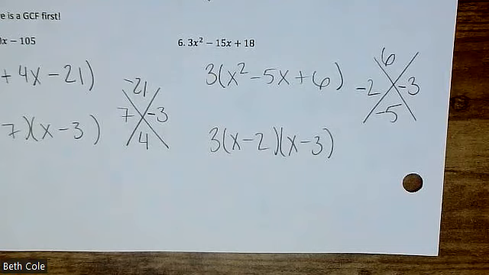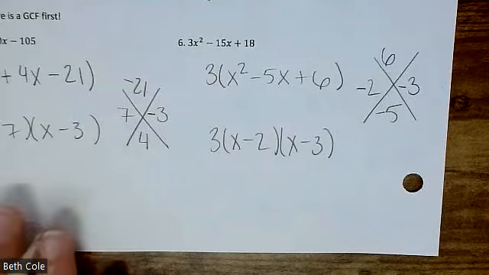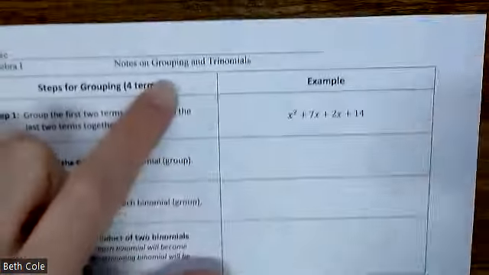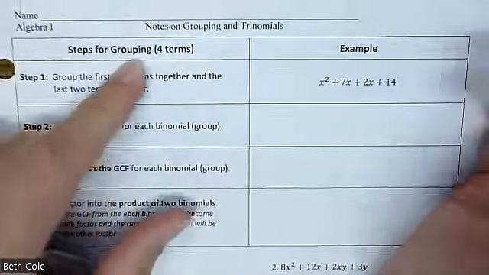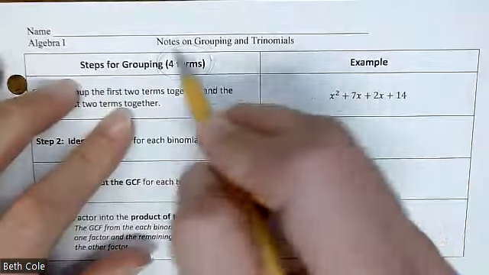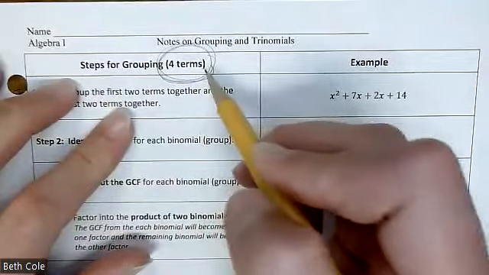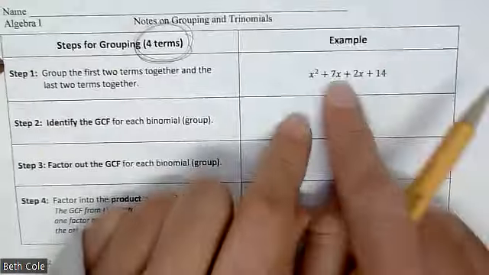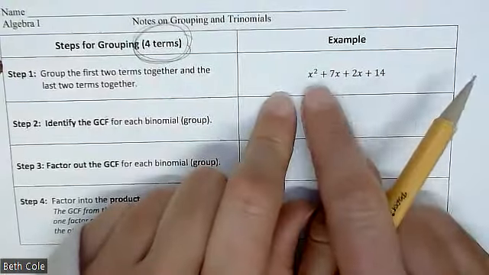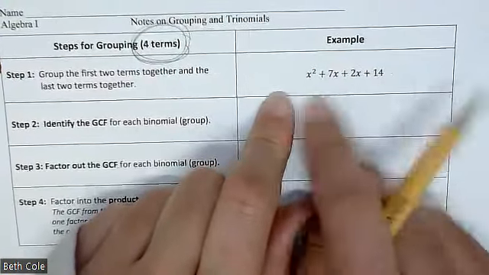So we've done GCF. Here we just did the trinomials. Go ahead and flip over. This last one we're going to do today is called grouping. How do you know if it's grouping? If you have 4 terms, that's how you can tell that it's grouping. So can you look at this? Do you see how there are 4 items added together? Like, do you notice that?